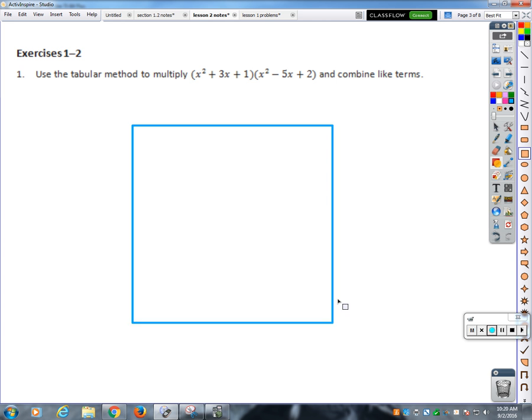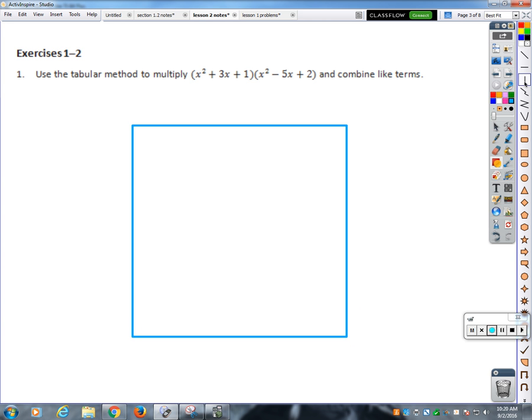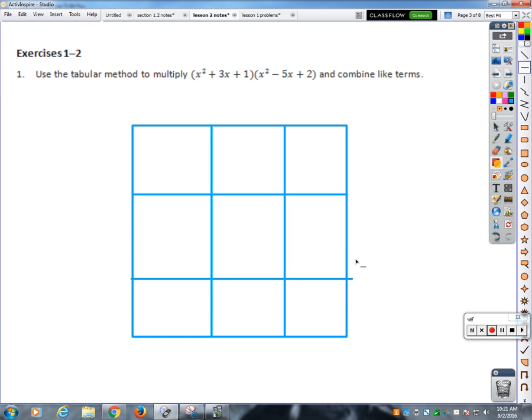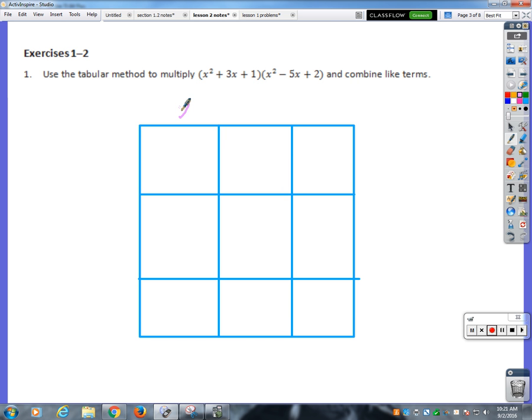This time when I make my table or my little box or whatever, how many columns do I need? 3. And how many rows? 3. So altogether there will be 9 boxes. Okay, and then I'll just start with the top, but like I said, you can do it down the side first and then go to the top and you're going to get the same answer. It doesn't matter to me.